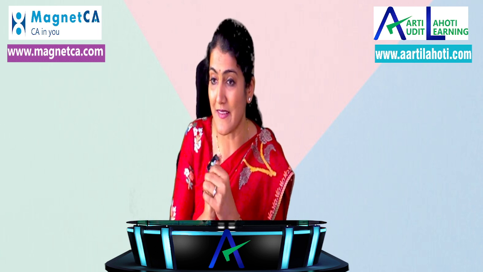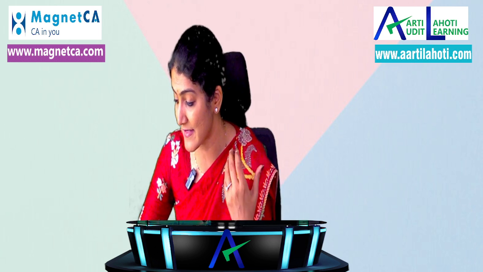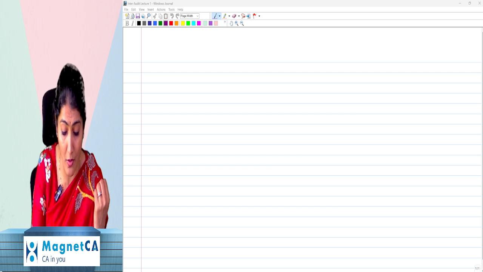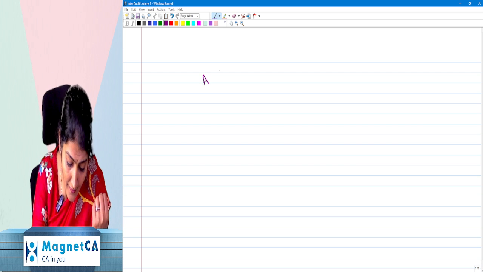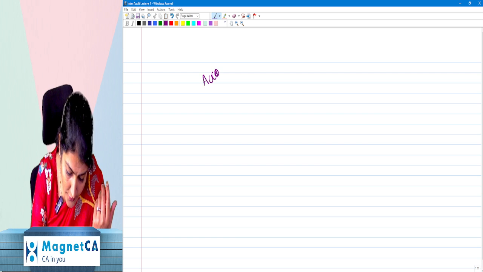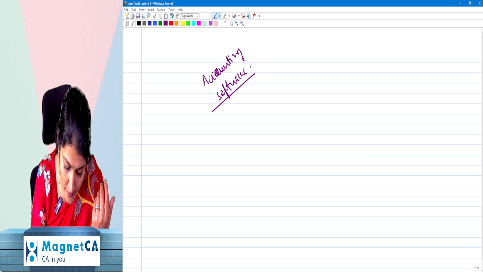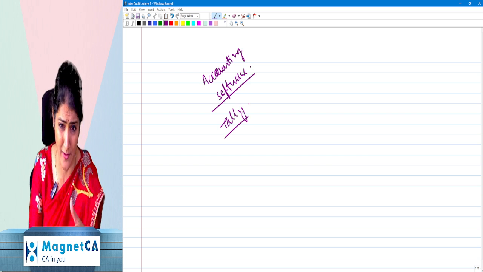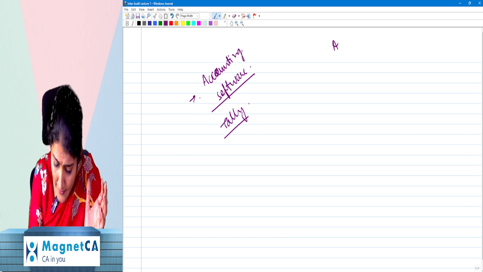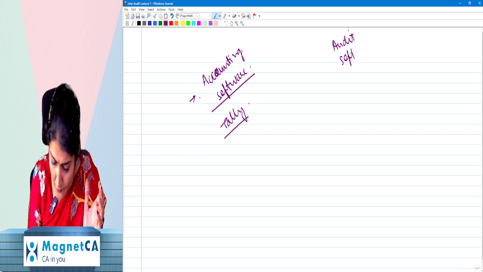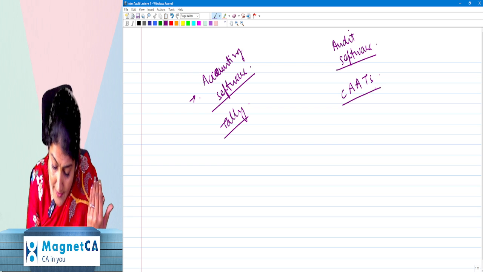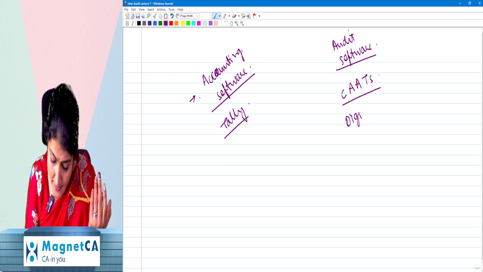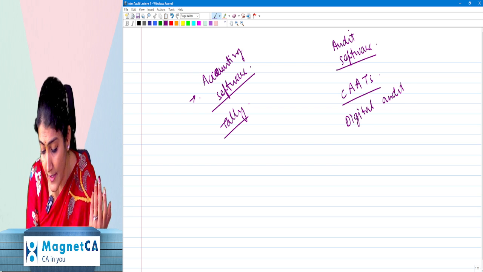Anyways, the point I'm trying to tell you is that when you do an audit, there is something called the standards on auditing. What we prepared today is a comparison: for doing the accounting, you have accounting software, a very common one being Tally, and we have SAP, Oracle, and many others. Similarly, to do the audit, you have audit software, the computer assisted audit techniques, because nowadays we are living in a time of the digital audit.